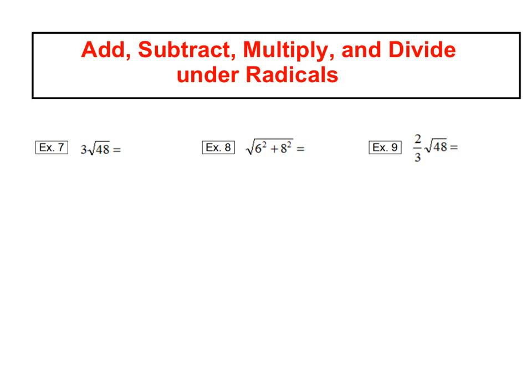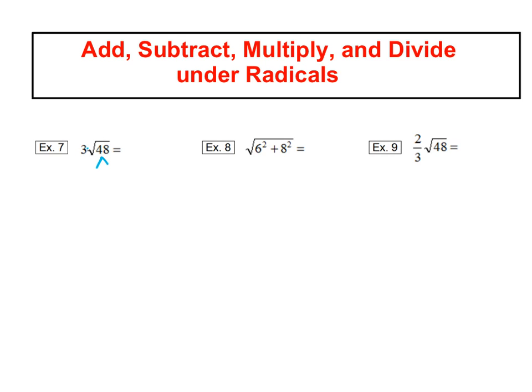So now that we've gone over some radicals and perfect squares, we can do some operations with those numbers. So example 7, we have 3 times, that's multiplication in between, the square root of 48. Now, we can't just multiply the 3 and the 48 together because one is underneath a radical, a square root, and the other one is not. So what we're going to do is try to reduce the radical.